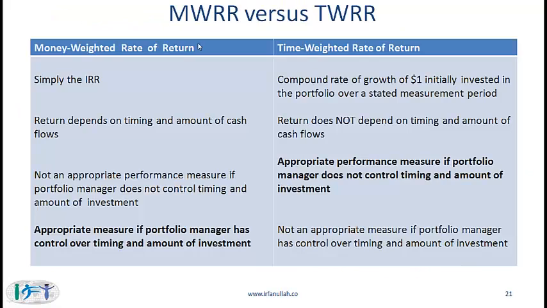16.18%. Let us now briefly summarize the differences and similarities between money weighted rate of return versus time weighted rate of return. And this is a summary of what we've talked about. Money weighted rate of return is simply the IRR, whereas time weighted rate of return is the compound rate of growth of $1 initially invested in the portfolio over a stated measurement period. Both these numbers, however, are expressed on an annual basis.